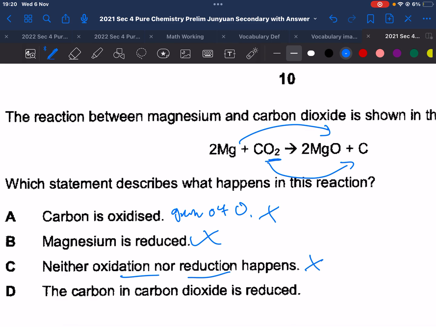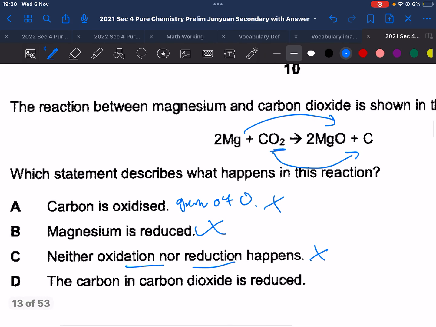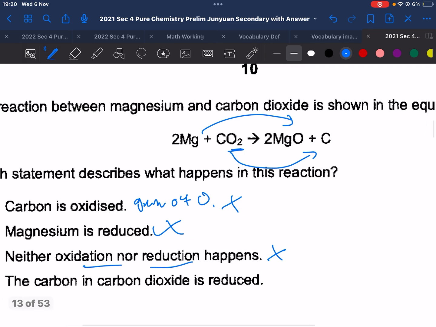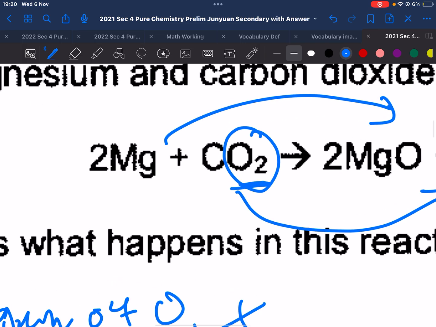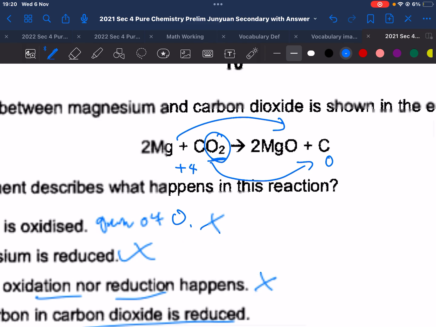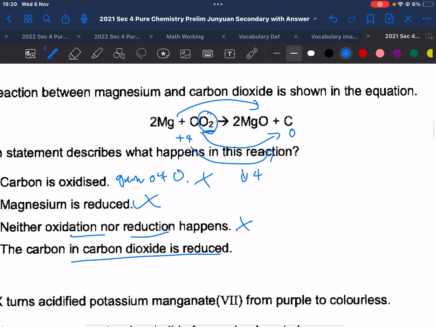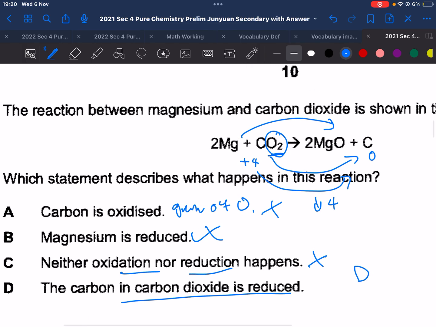Neither oxidation nor reduction occurs. No, this is actually a redox reaction, so both oxidation and reduction have occurred. Carbon in carbon dioxide is reduced, is it? It is in fact reduced because there's a loss of oxygen. Also we can check the oxidation state. This is a +4 oxidation state. This is a 0 oxidation state. So is it reduced? Yes, because there's a decrease in oxidation state of 4. So the answer should be D.